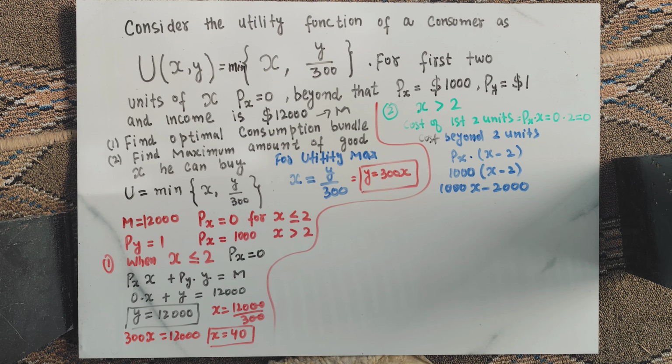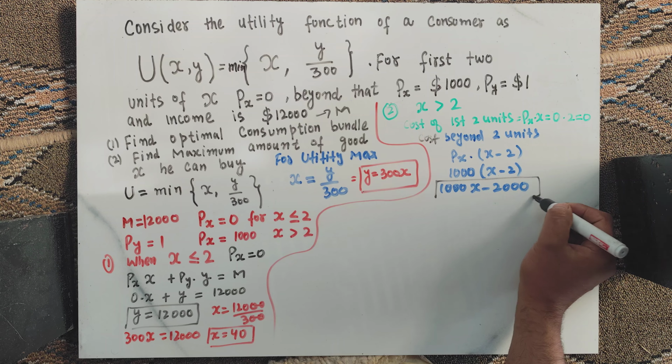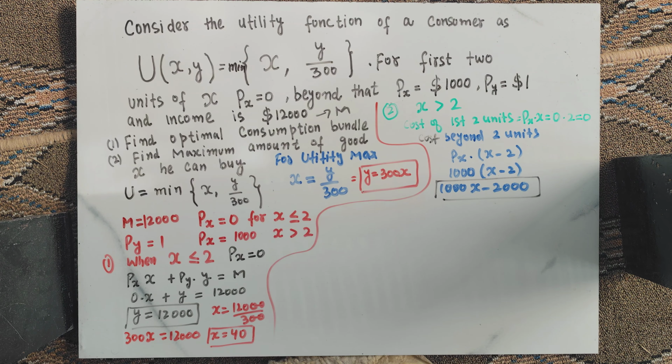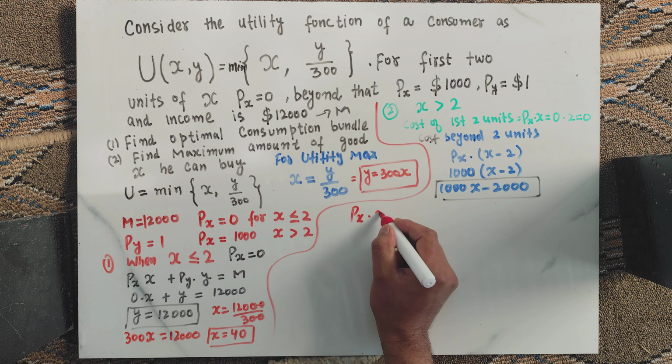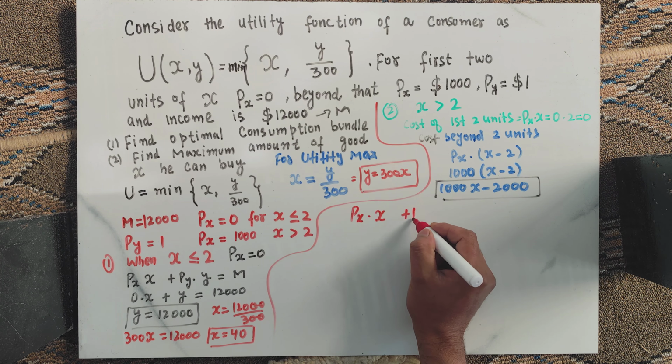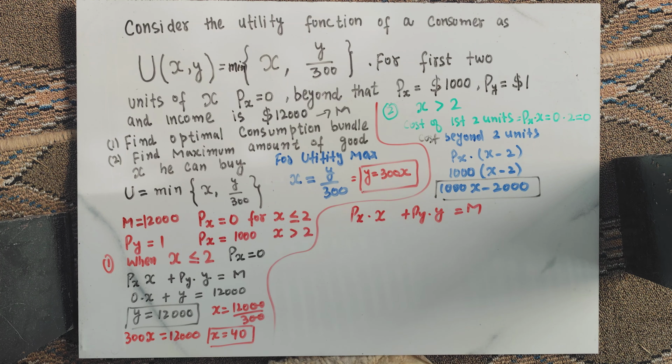Okay, so this is the cost of first, units beyond 2, cost of good X beyond 2 units. Now let's construct the budget constraint. So what will be the budget constraint? That will be price of good X times units of good X plus price of Y times units of good Y should be equal to the income of the consumer.